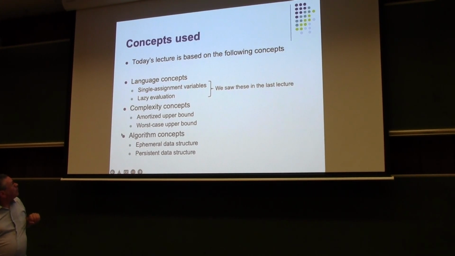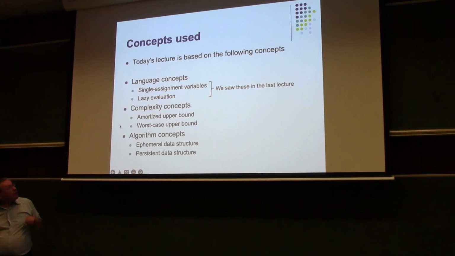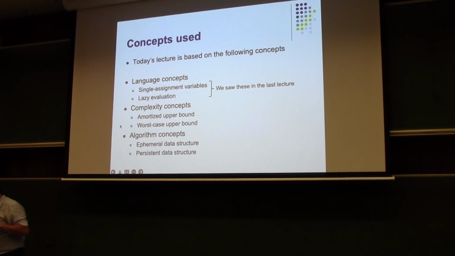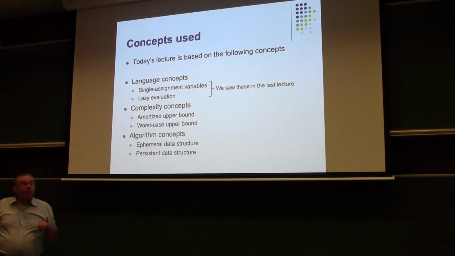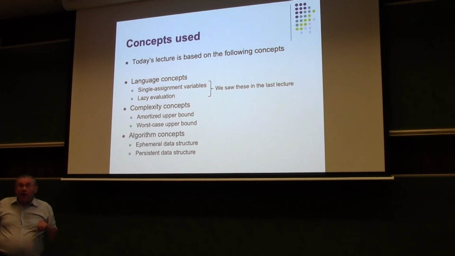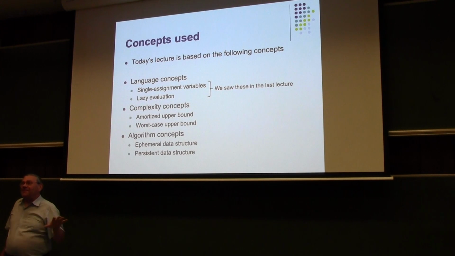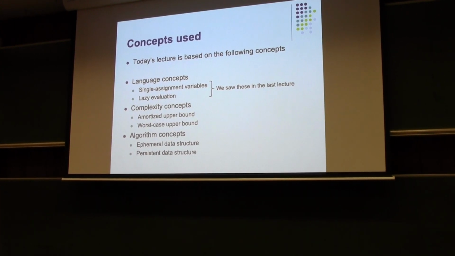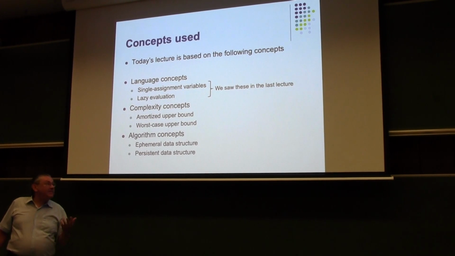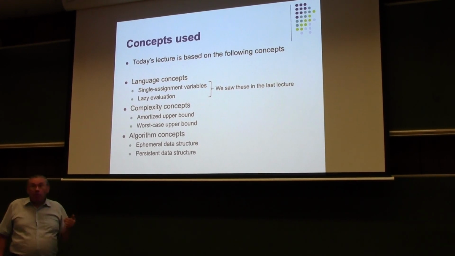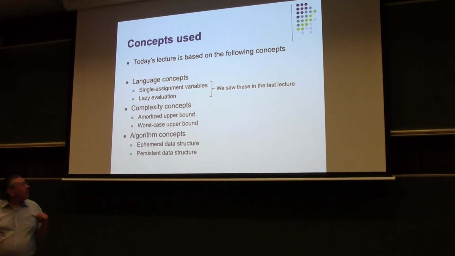But there are new concepts for today. First of all, complexity. So you've seen already, I'm sure, in other courses, complexity of algorithms, time complexity. Here we're going to focus on upper bound and two kinds, amortized and worst case complexity. Amortized is something you can sometimes get. It's easier than worst case, but it's not as good. So I'll explain that.